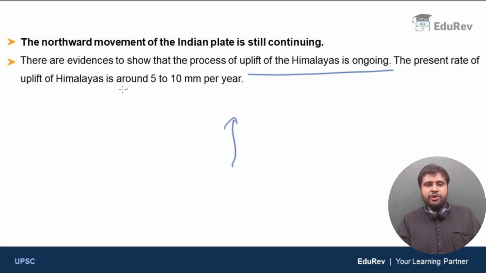Okay, and the present rate of uplift of Himalayas is around 5 to 10 millimeters per year. So the thing we have to understand here is Himalayas, which are already the highest mountains in the world, they are still growing in height at a rate of 5 to 10 millimeters per year. So why Himalayas are growing in height? Because the Indian plate is still moving ahead into Eurasian plate and the Indian plate is subducting under the Eurasian plate. Clear? So due to this forward movement and subduction, the uplift of Himalayas is an ongoing continuous process. And it is expected to grow like this for many more million years to come. So that is how Himalayas have formed.